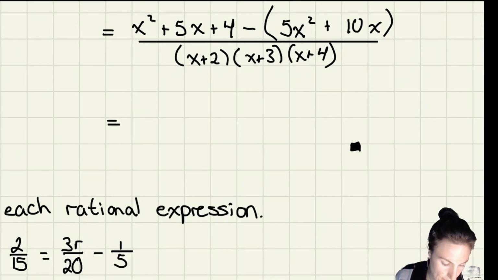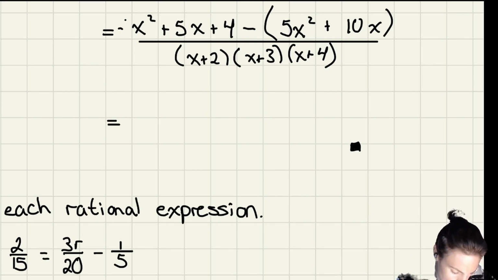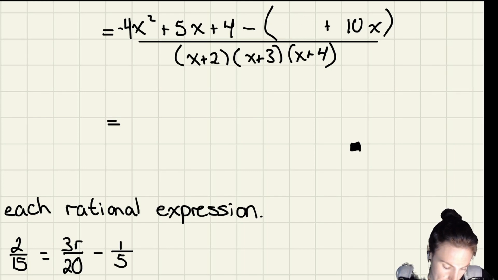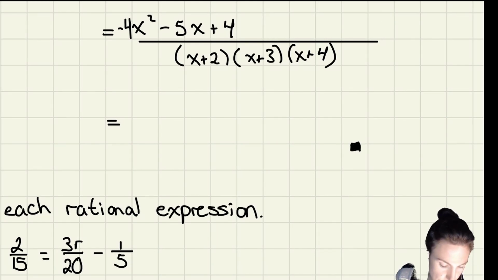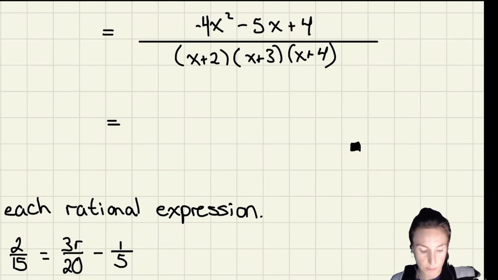Okay, so here now we have an x squared minus a 5x squared, so this is going to turn into minus 4. Now this term is gone. And then I have a 5x minus a 10x, so that is going to be plus minus 10. This is just going to be minus. And then that's gone. And then the second expression there didn't have any constants. So I end up with this.